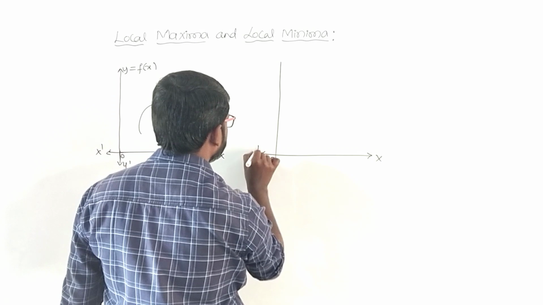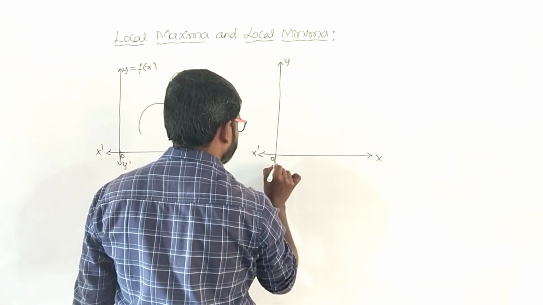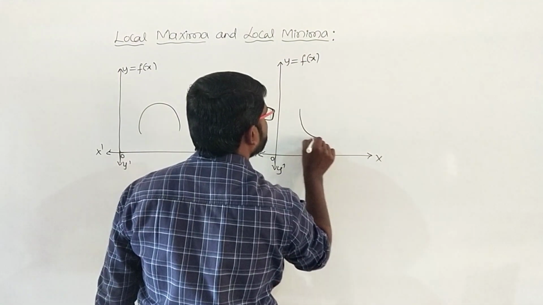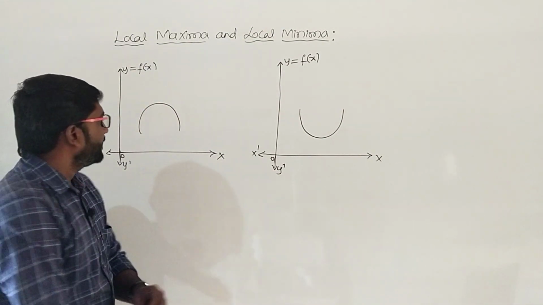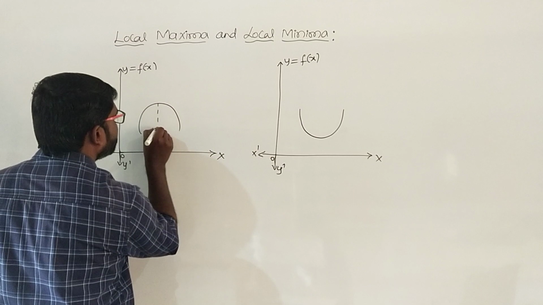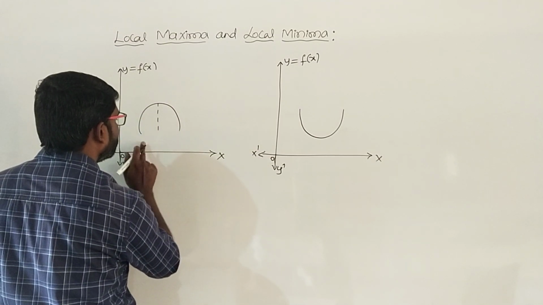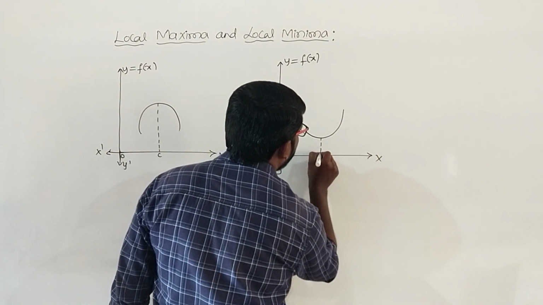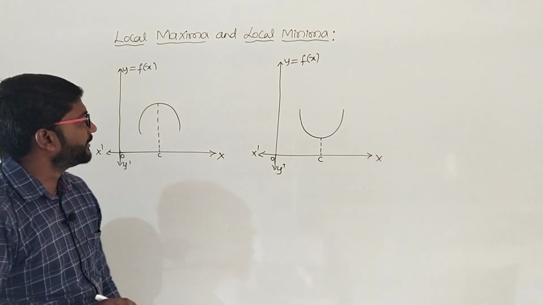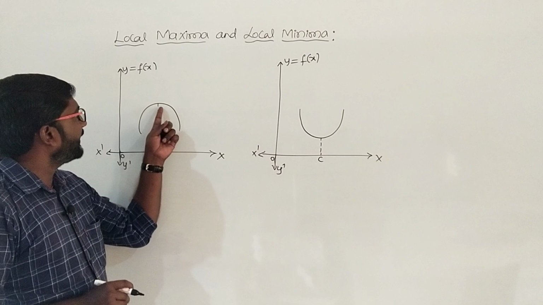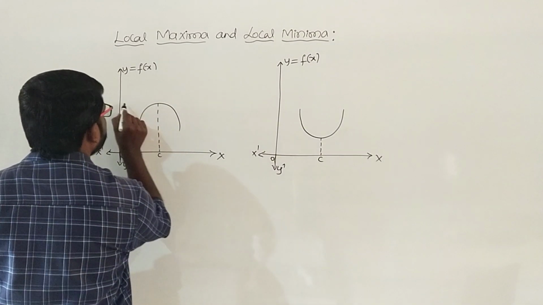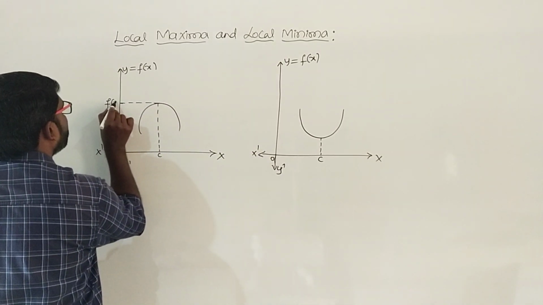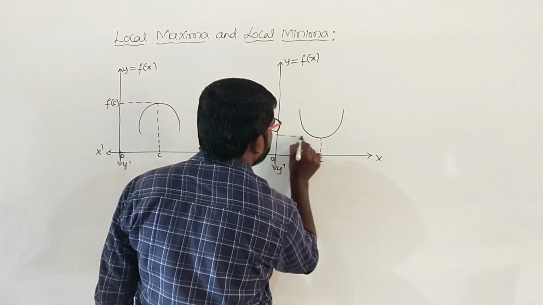X O x dash, and this is y O y dash. So here y equal to f of x. Now see here again I'll consider this point as C. This is the point C, and here this is the point C. So now at this point you are going to have the maximum value, that is going to be f of C. This will be f of C, and here this value is going to be f of C.